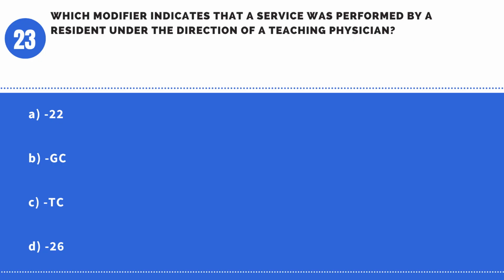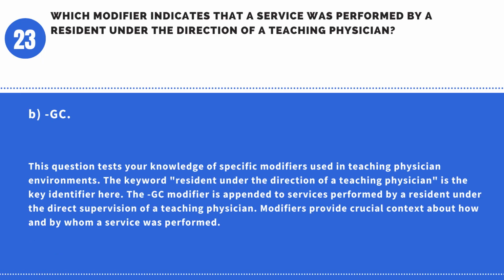Question 23. Which modifier indicates that a service was performed by a resident under the direction of a teaching physician? A. -22. B. GC. C. TC. D. -26. Answer: B. GC. This question tests your knowledge of specific modifiers used in teaching physician environments.